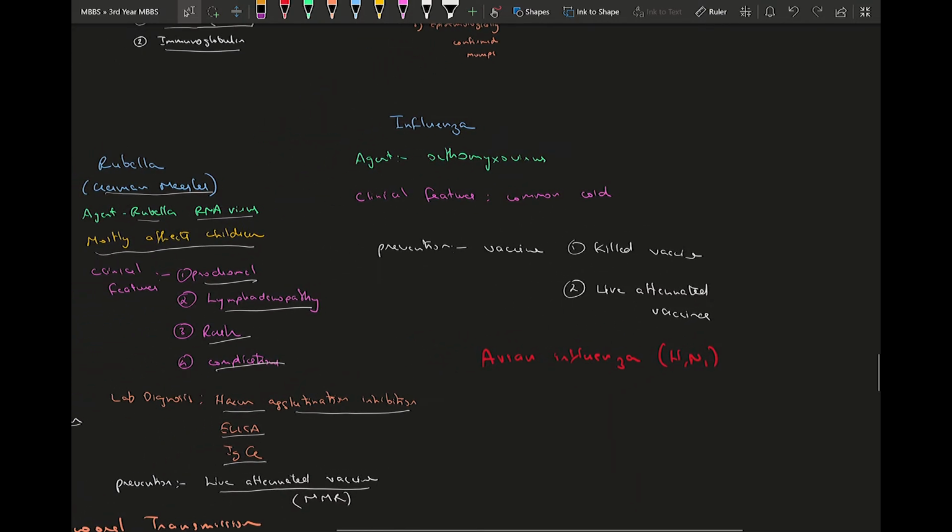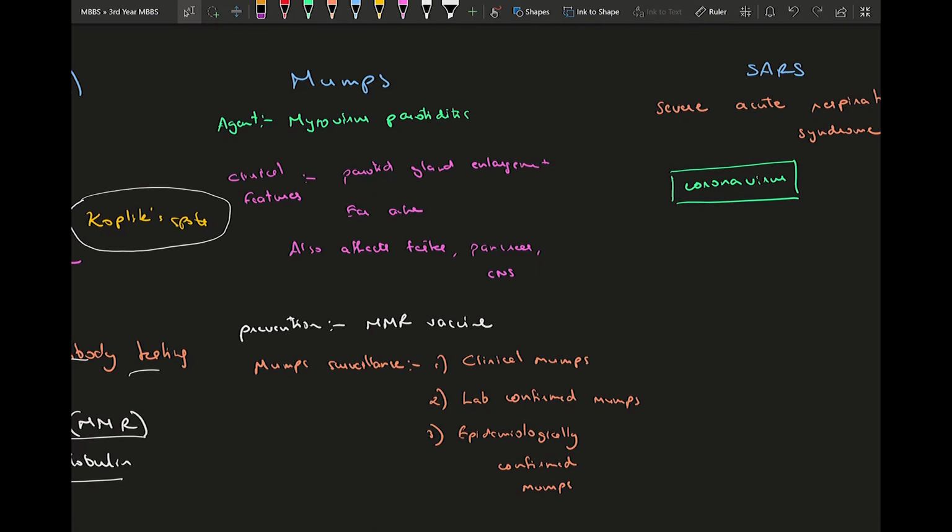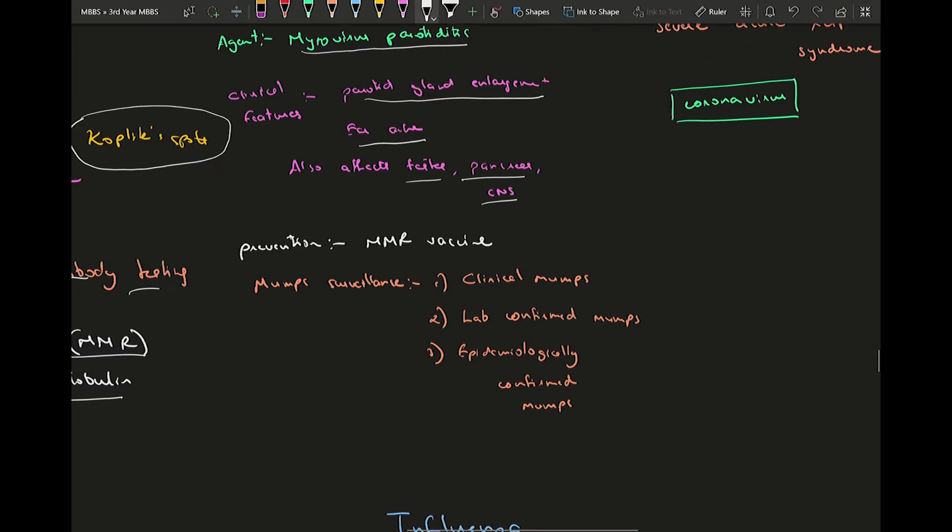Moving on to the next virus, which is mumps. It's caused by myxovirus parotiditis. The clinical features are parotid gland enlargement and earache. It also affects the testes, pancreas, and CNS in rare cases, causing pancreatitis, orchitis, and then encephalitis. All these can be caused by the mumps virus, but it's very rare.